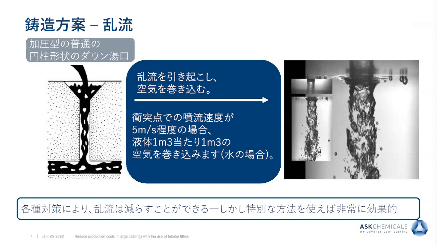Different investigations showed that jet velocities, that means the speed of the stream, which you can see on the right-hand picture here, of around 5 meters per second reach up to 1 cubic meter of air per cubic meter of the liquid. Okay, that's a water model, but we have to work with models because it makes our investigation a little bit easier.